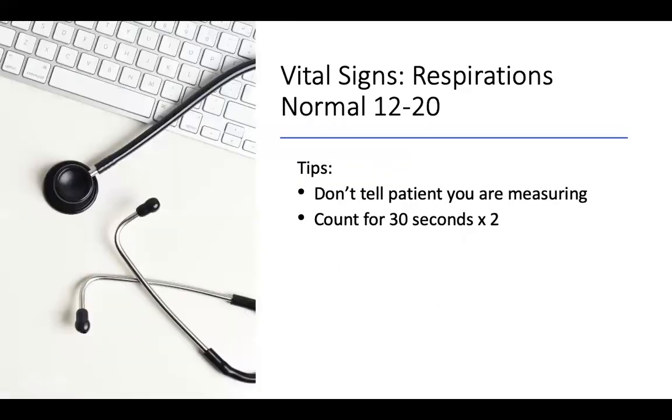With your vital signs, respirations, the normal is 12 to 20. So again, you want to count for 30 seconds and multiply it by 2. And then don't tell the patient you're measuring. If you are looking at your patient and they know you're counting their respirations, they will alter, even subconsciously, how they're breathing. So you could do it as you're listening to lung sounds, listening for your 30 seconds. But you'll multiply that by 2 to give you breaths per minute.